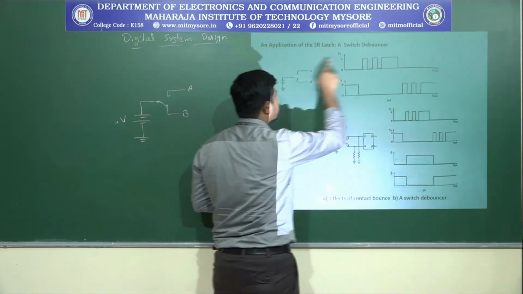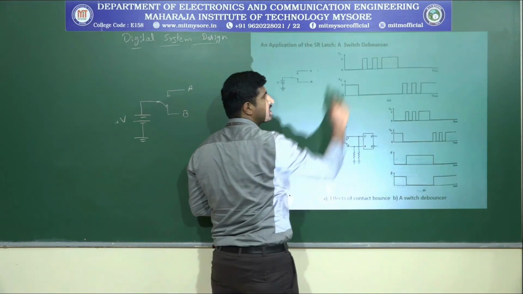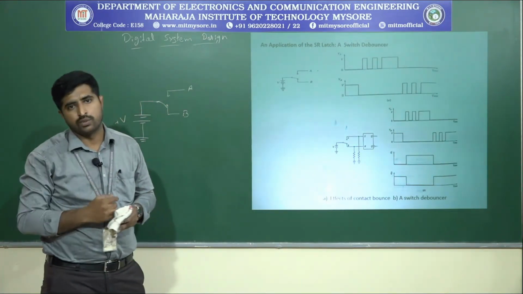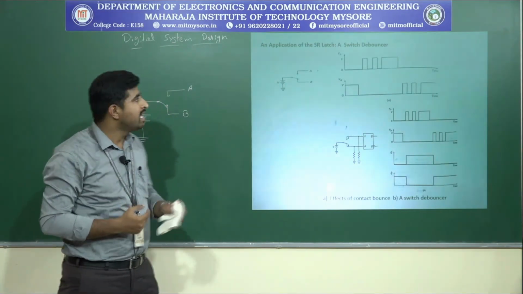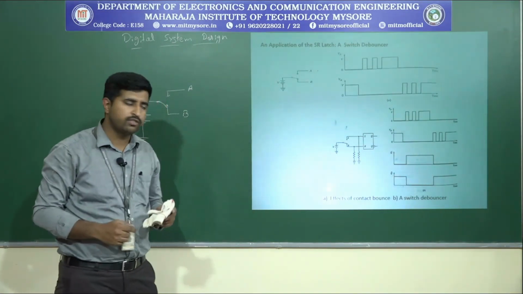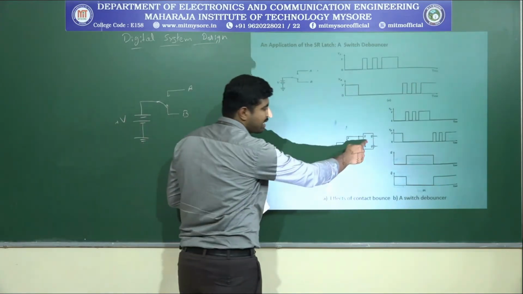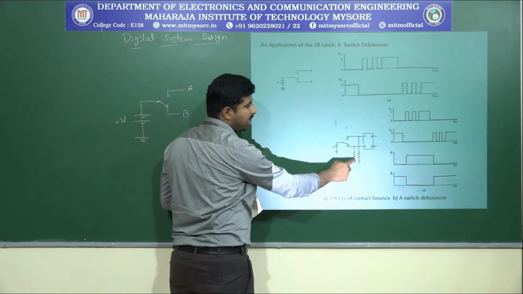So when you are moving the contact from A to B or from B to A, the bouncing action is going to take place. Now we need to avoid this. We can eliminate this effect by using the switch debouncer. The switch debouncer is where the switch is connected to an SR latch, and pull down resistors are connected to the S and R inputs.